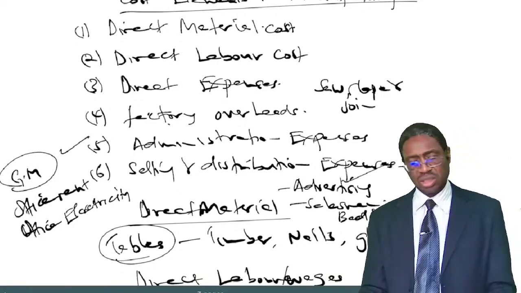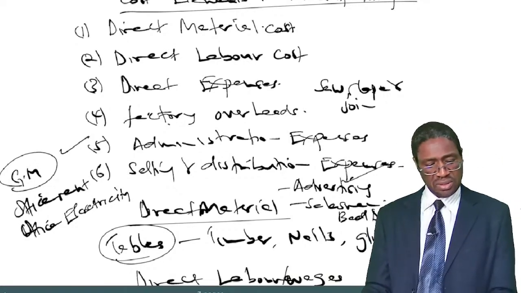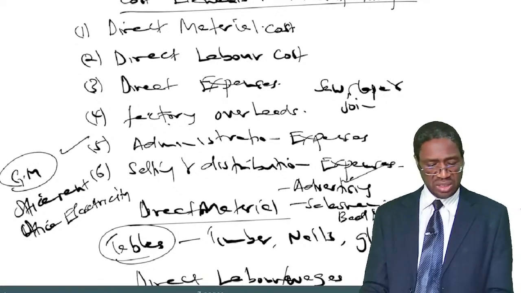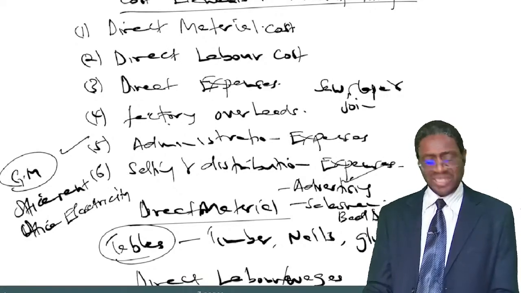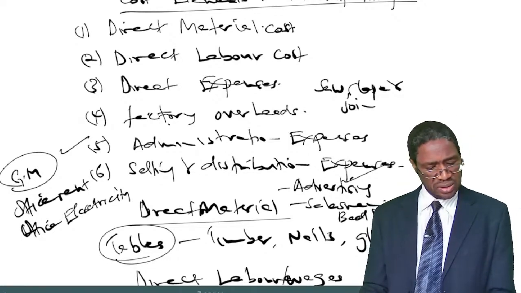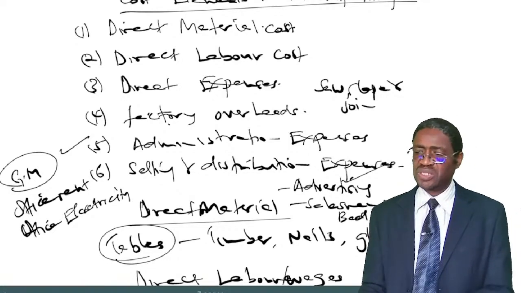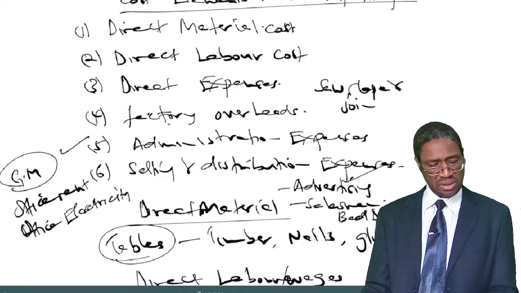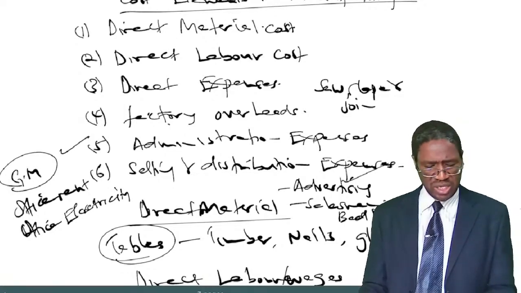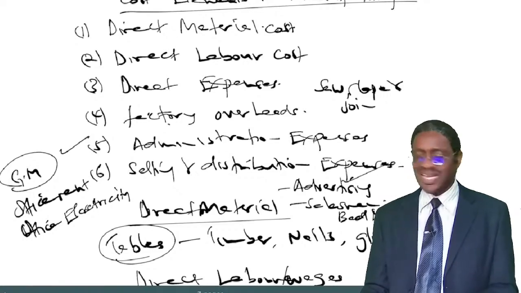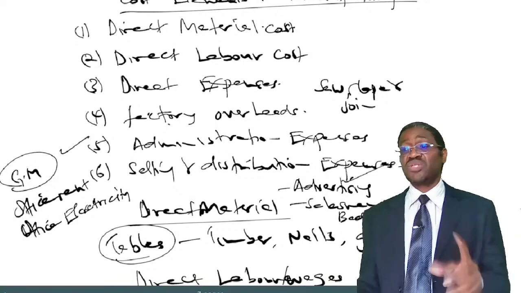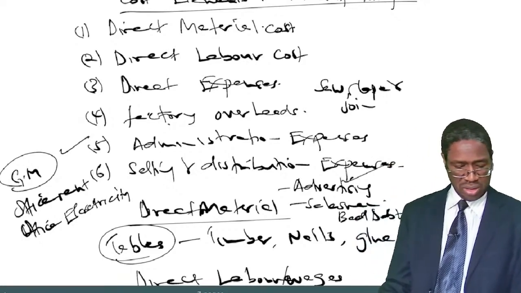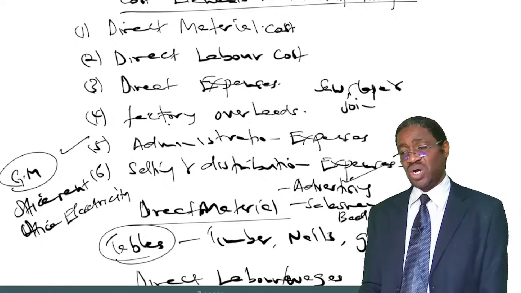E.g., office rent, office electricity, depreciation of office equipment, salary to the general manager and other office workers.